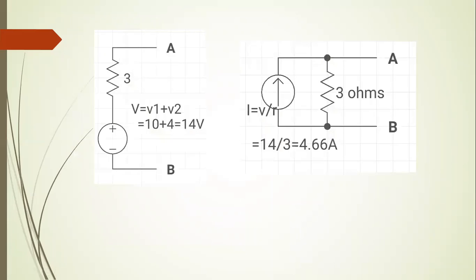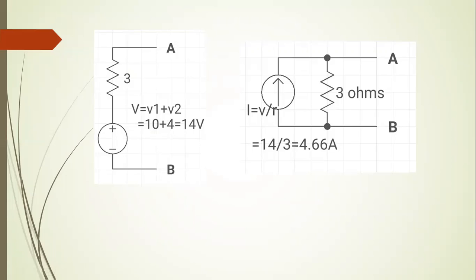Hence, this is what the circuit is. V1 plus V2. V1 was 10, V2 was 4. So 10 plus 4 is nothing but 14. The 3 ohm resistor is connected in series with it. Now, the question asked was that the result should be a current source.